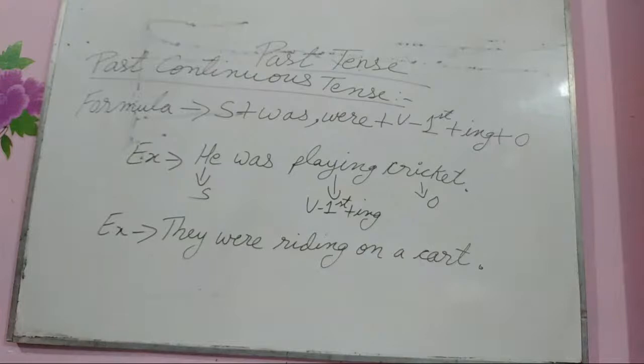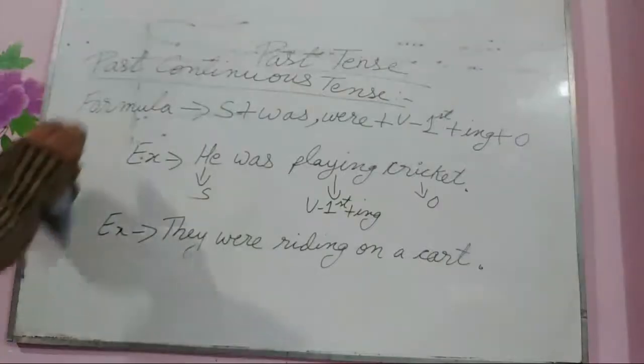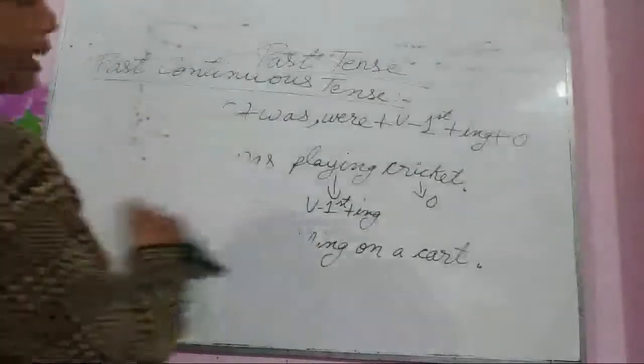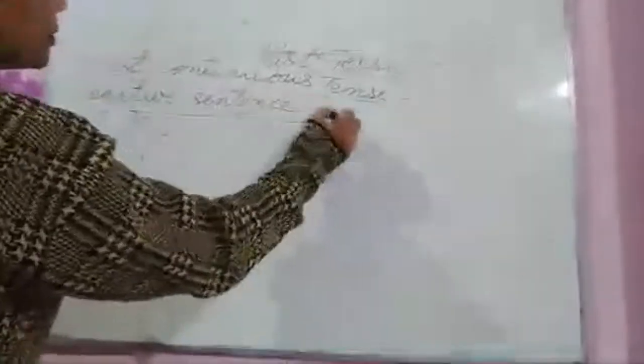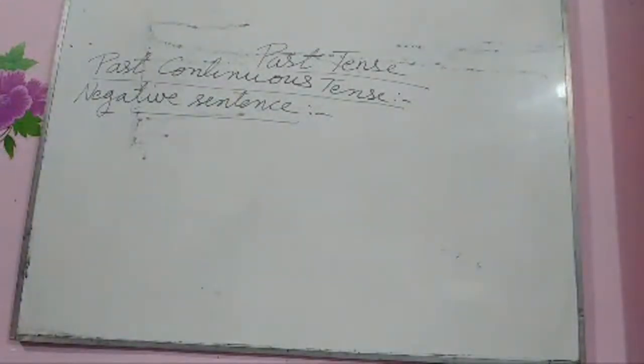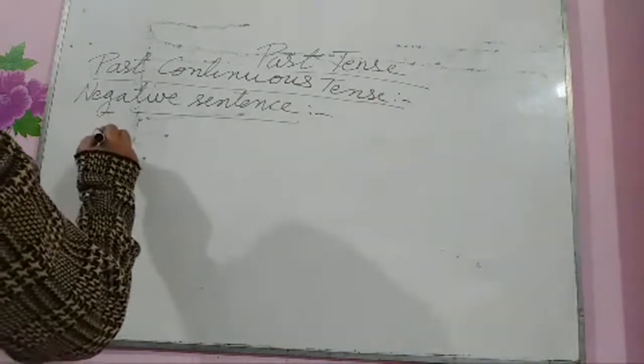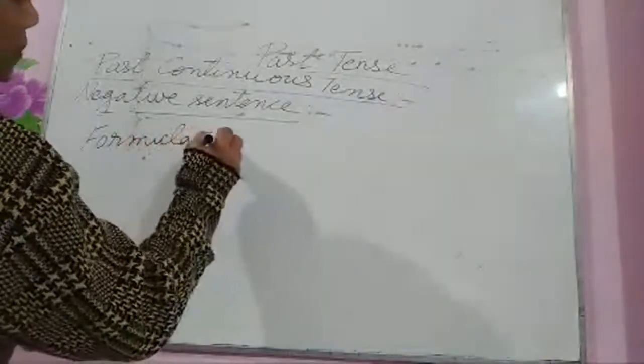Now let's see the negative sentence of past continuous. How to make a negative sentence in past continuous tense. We are going to see the formula of it as well as the example. So let's first see the formula for it, because it is very important.